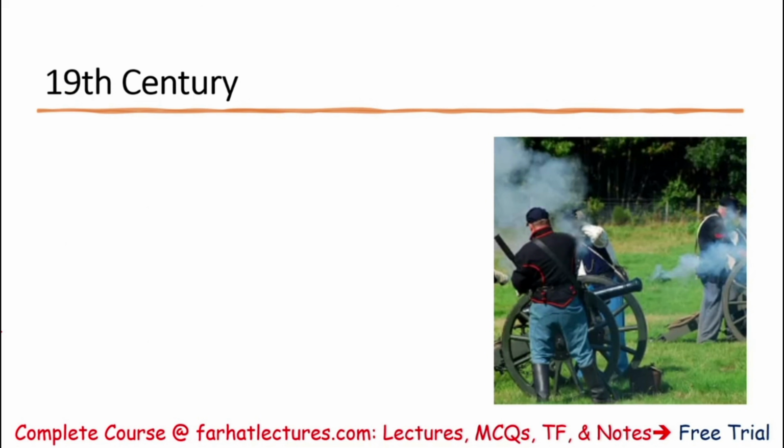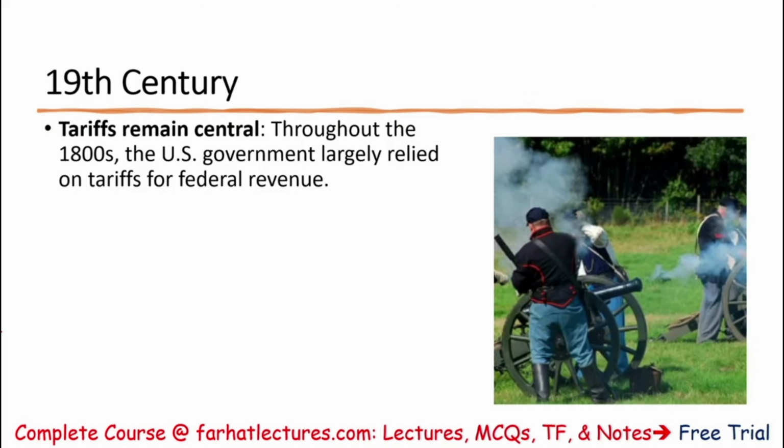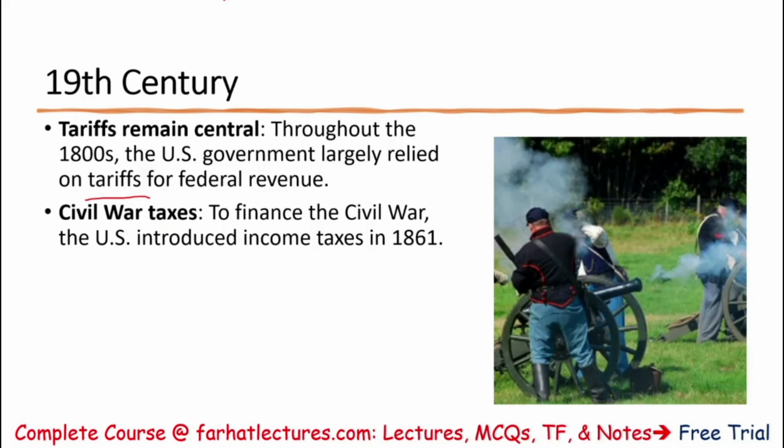In the 19th century, we have to talk about the Civil War, obviously, but during the 1800s, the government largely financed itself through tariffs. This was the main source of revenue. However, during the Civil War, the North and the South both introduced an income tax system in 1861. This is basically the first US income tax system. But this system was temporary, only to finance the war, and indeed it was repealed in 1872. The citizens were promised that once the war was paid off, the government would repeal it.